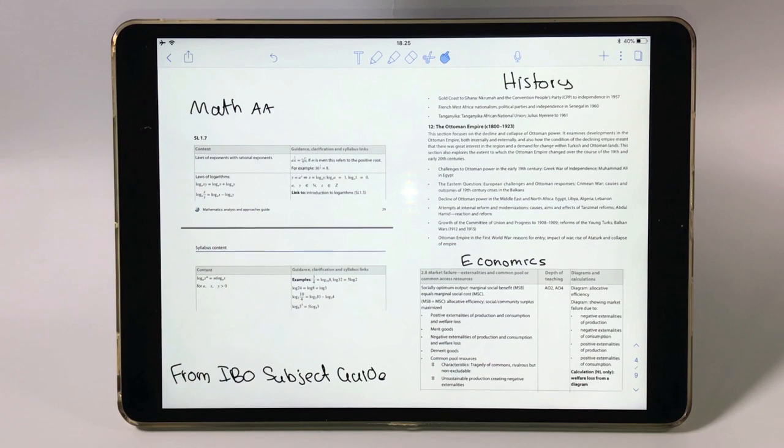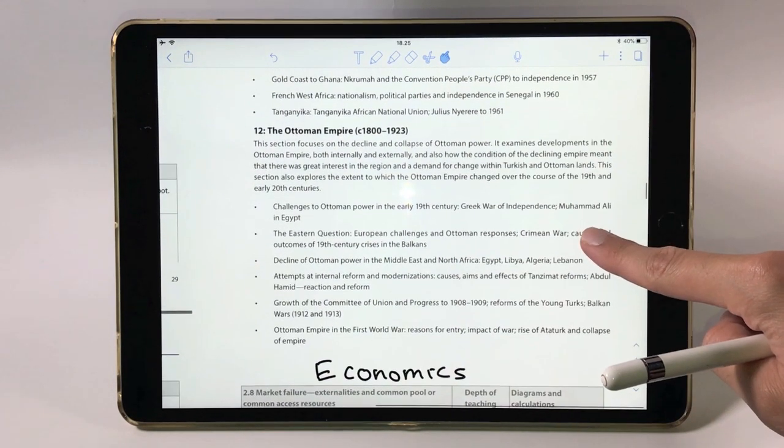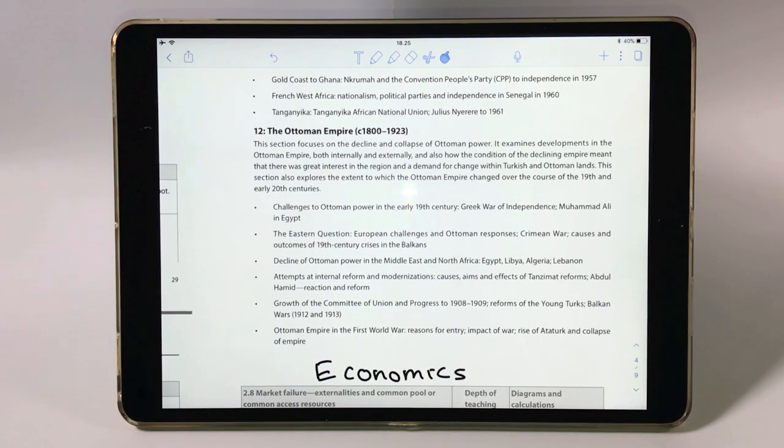Now, I brought up some examples of actual subject guides, and I just want you to notice, this is the subject guide for Math AA, right? It tells you within the topic of logarithms, you need to know these laws, and these are some examples of things you need to know. Within history and the Ottoman Empire, you need to know these things. These are things you need to focus on.